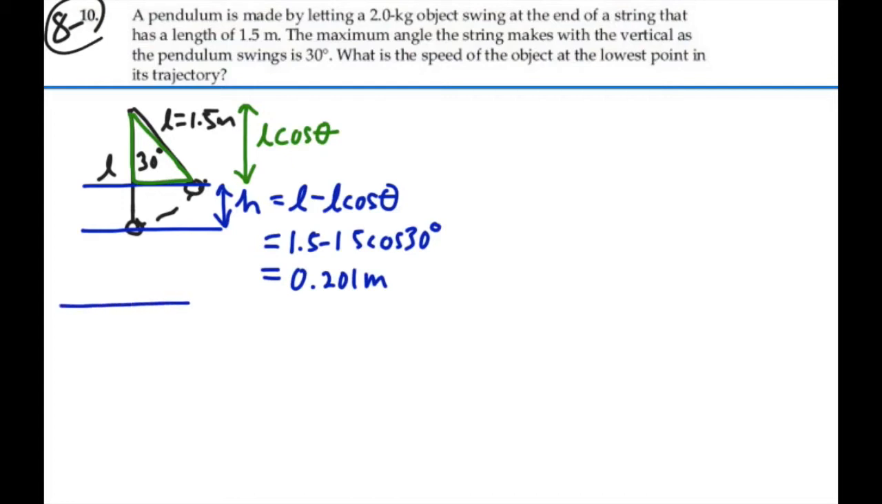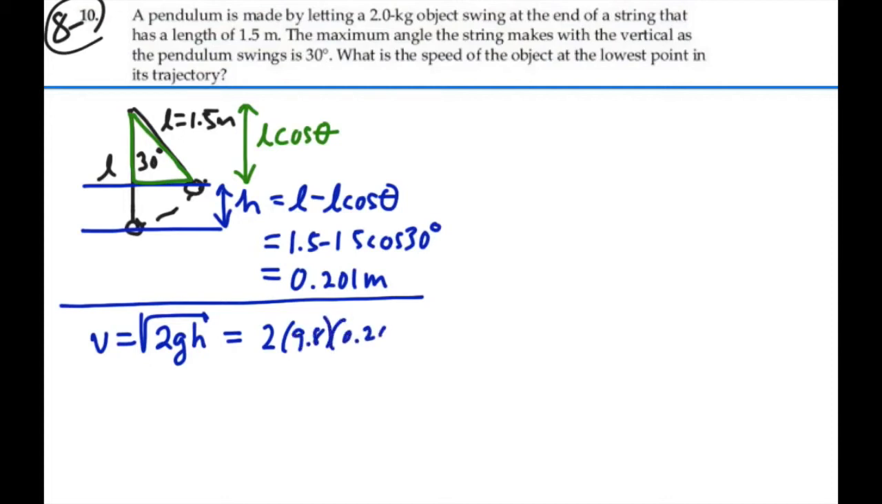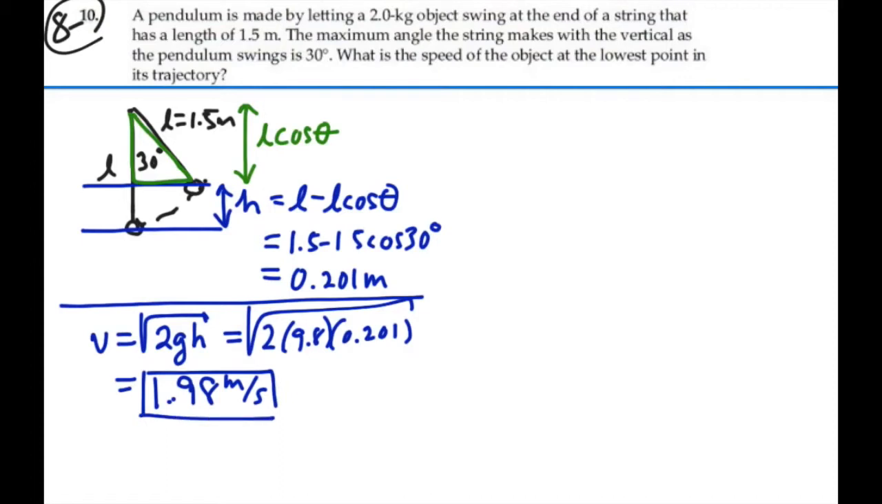Since we started from rest and we went without friction to a lower height, we can use our quick formula for our velocity at a lower position. That's the square root of 2gh. That applies for that special case where you start at rest, go down to a lower height, and acquire a velocity. So in this case, that would be 2 times 9.8 times 0.201, all that square root. And what is that? 1.98 meters per second. So that is the speed of the mass when it reaches the lowest point in the trajectory.